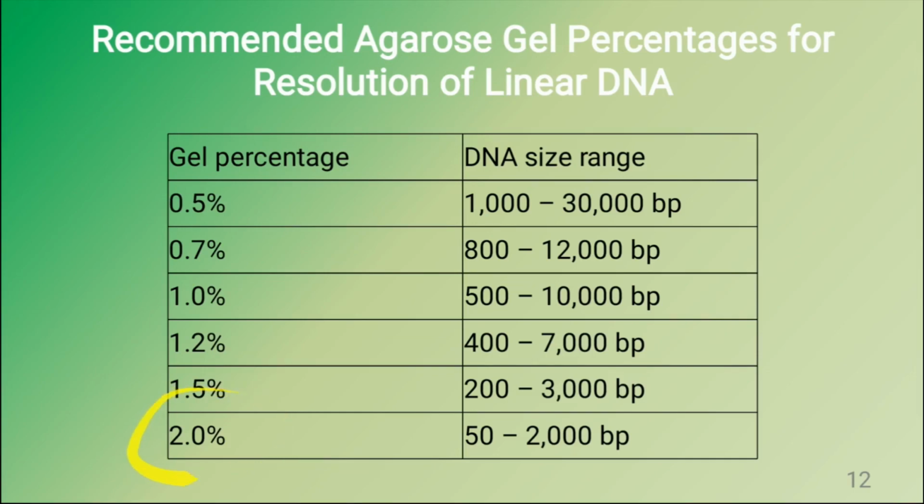For example, we prepare a 2% agarose gel to visualize 50 to 2000 base pair DNA, and a 1.5% agarose gel for DNA fragments ranging around 200 to 1000 base pair. If the size is still smaller, like 10 base pair or 5 base pair, it is advisable to go for SDS-PAGE instead of agarose gel electrophoresis.